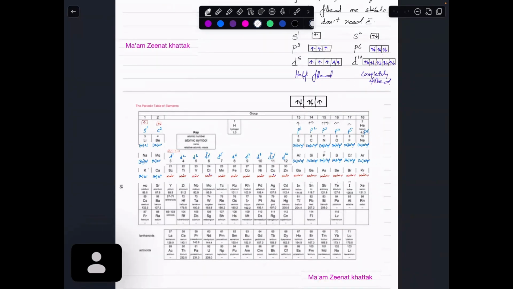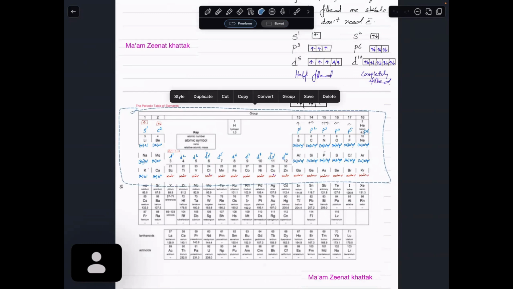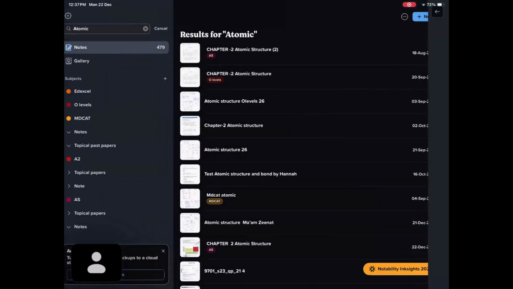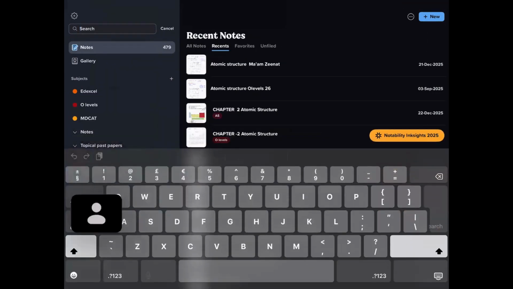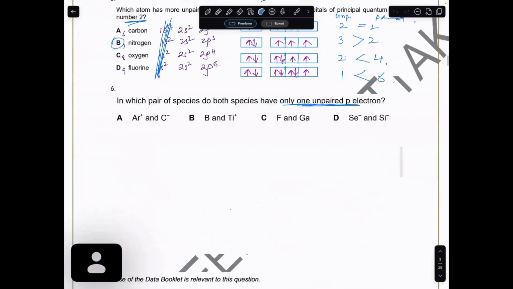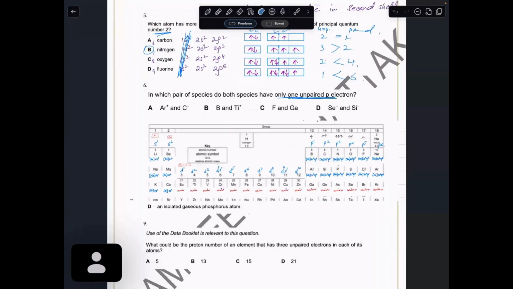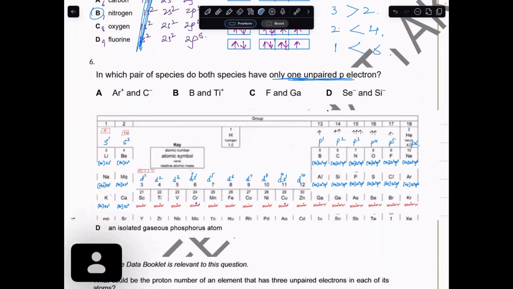I'm bringing this much part. Look. How many electrons? What are they saying in the question? They are saying, in which pair do both species have one unpaired P?